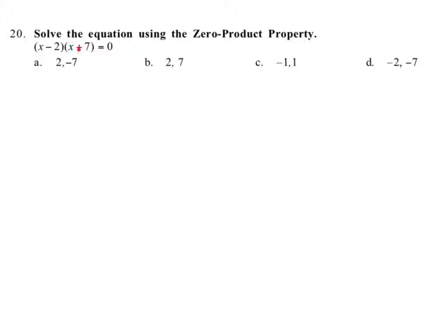And this will also have a number that will make that whole thing become 0. And what are those numbers? So, and it's really easy. You say, I'm going to take each one, set them equal to 0, and then solve. And that's as simple as that.